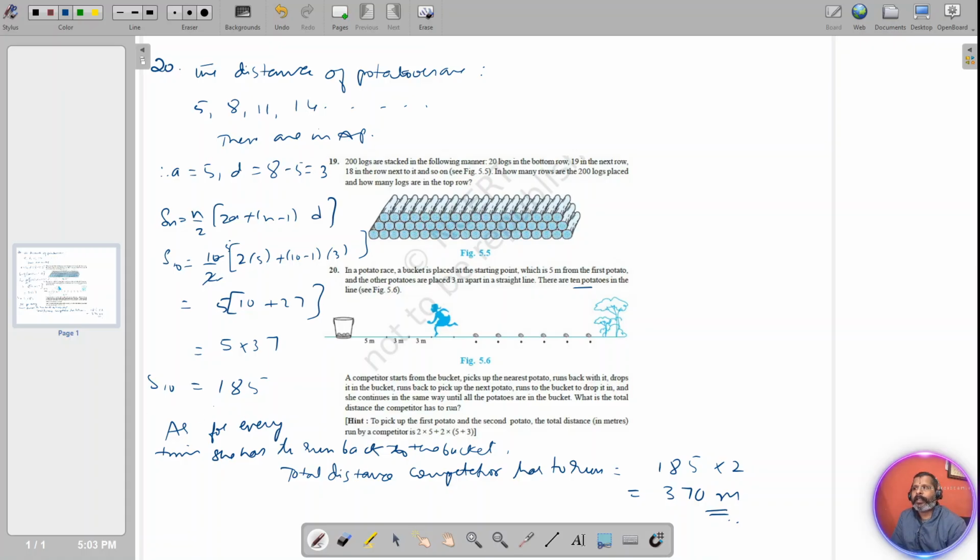Remember, we calculate actually S10 and we leave it. Sometimes we forget to understand the application problem. Here, the competitor has to run back to drop the potato into the bucket, right? So 2 times S10 is the answer here. That is 185 into 2, 370 meters. Okay. Thank you.